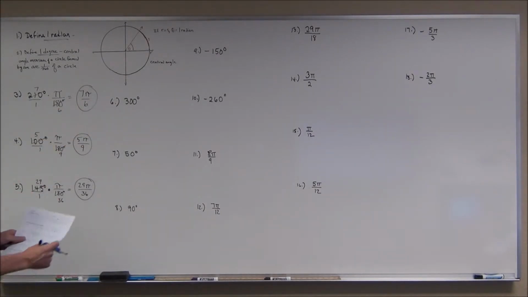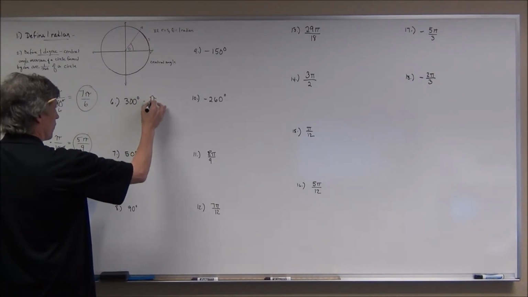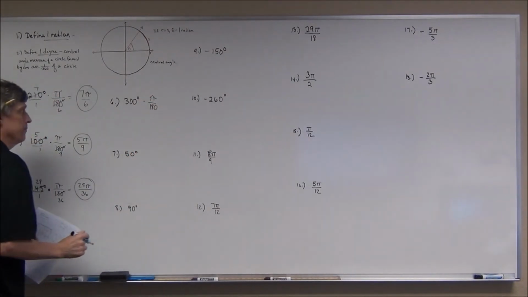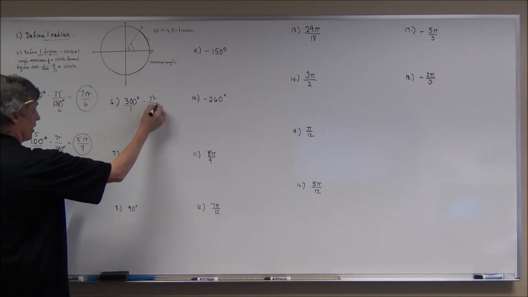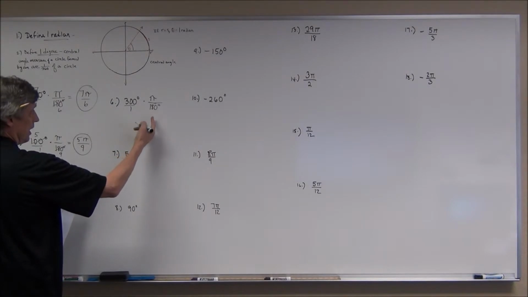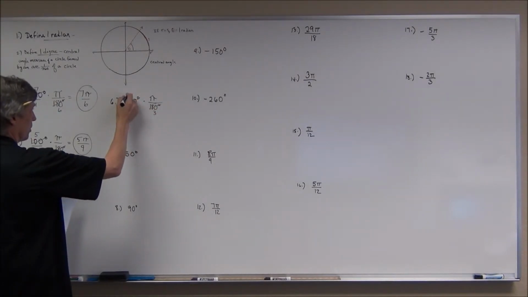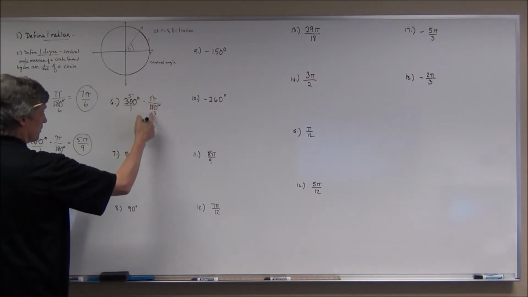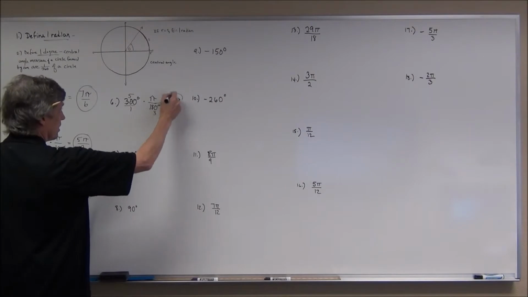I have 300 degrees. I'm going to change this into radians by multiplying it by pi over 180. Okay? Now, 300 degrees times pi over 180, if I put it over 1, I look for the biggest number that goes into both, and I'm thinking it's 60. 60 degrees goes in this 3 times, 60 degrees goes in this 5 times. 5 times pi all over 3 is 5 pi over 3.